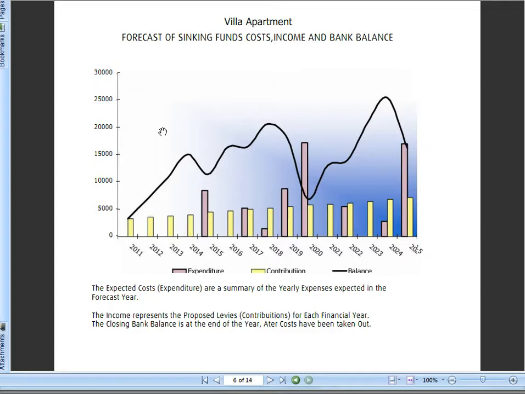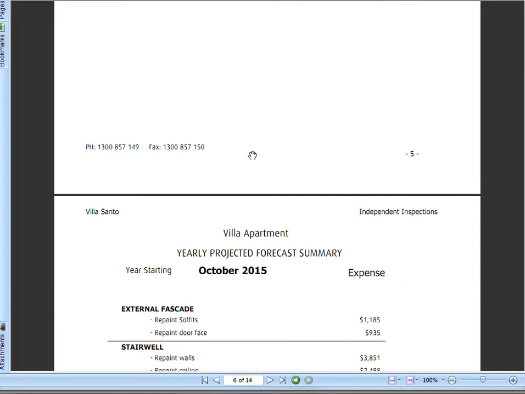So to look after this building from here, these are the recommendations to put aside for the body corporate, to see how much money we need to put aside for the building. And we'll go on to our next slide now.